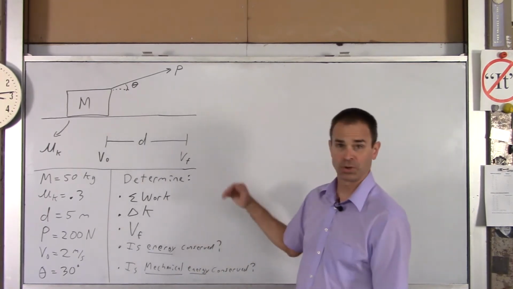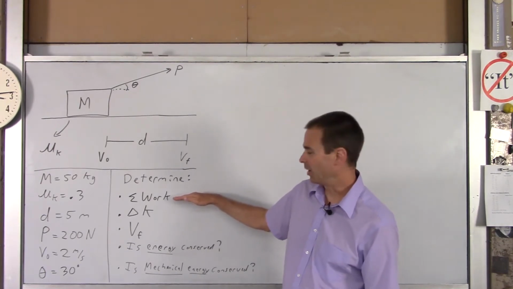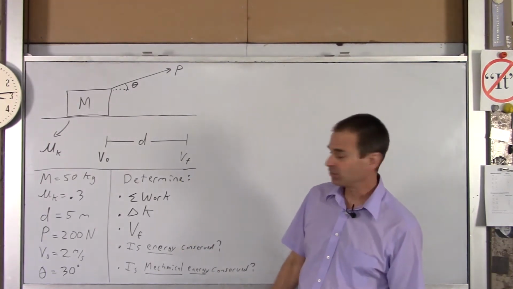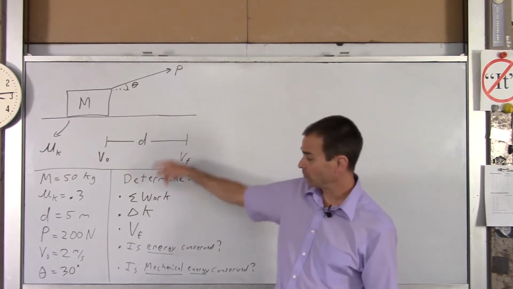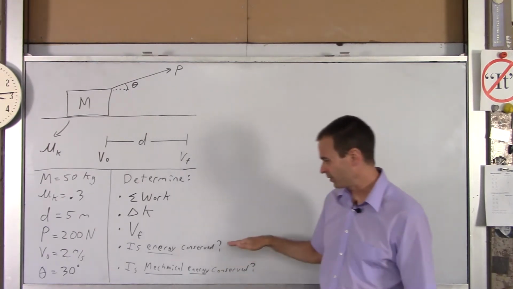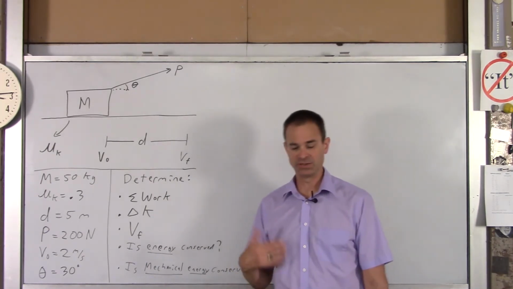Things we're going to determine. We're going to figure out what's the net work done on the box by all the forces acting on it. What's the change in kinetic energy of the box? What's the final velocity of the box after we dragged it 5 meters? And then we're going to discuss, just real briefly, is energy conserved and is mechanical energy conserved in this problem?